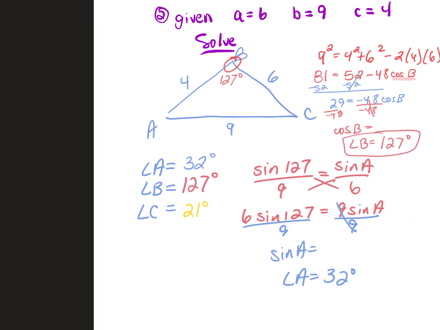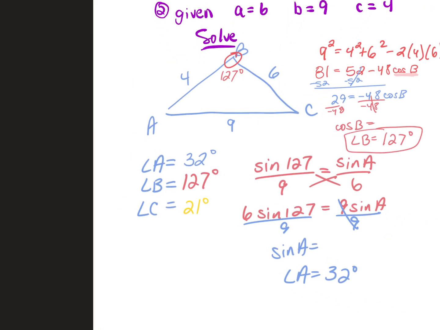So let's check. Let's just see if what we found makes sense. What is the longest side of this triangle? B. Is that across from the biggest angle? Yes. What's the smallest side of the triangle? C. Is it across from the smallest angle? So then we're good. Good job.